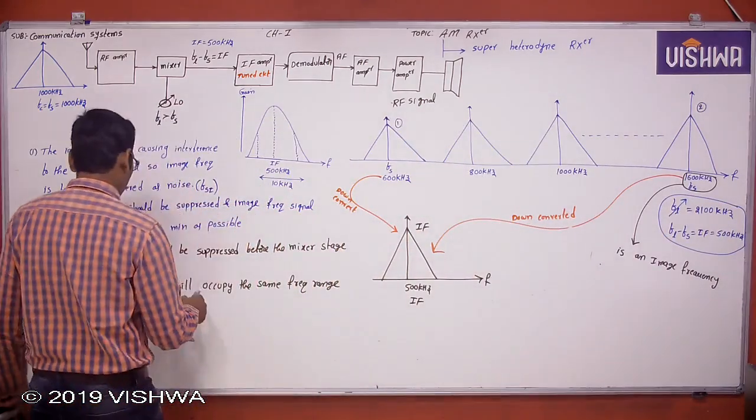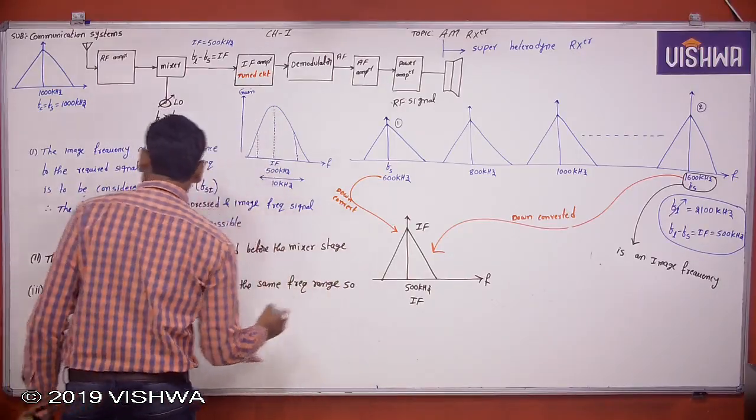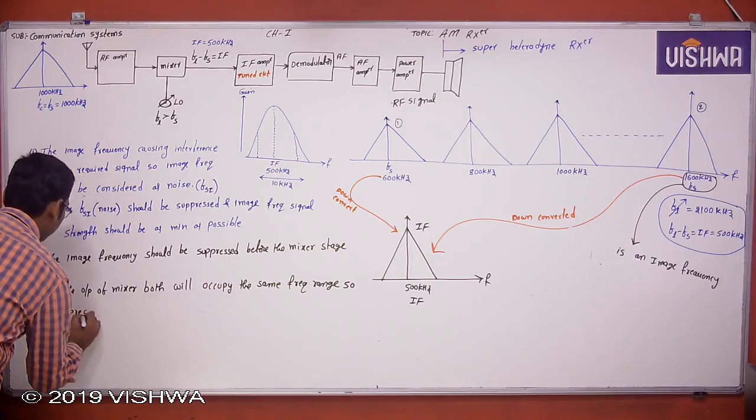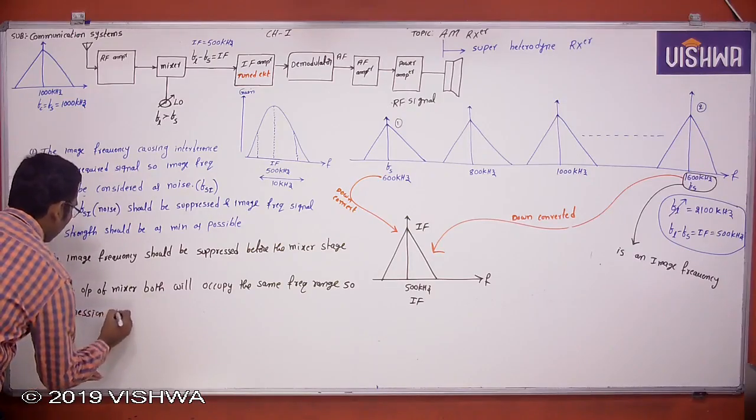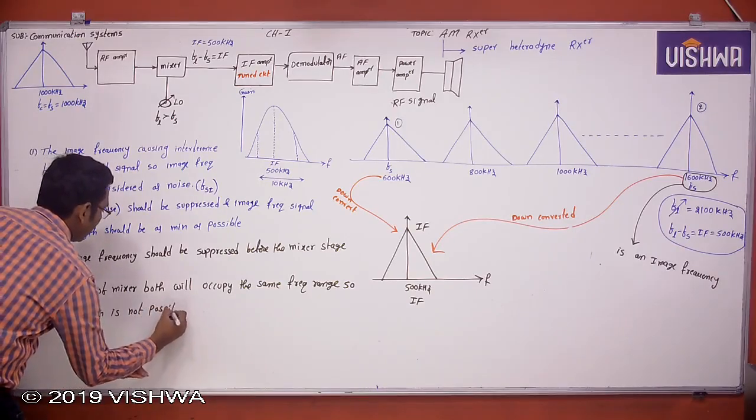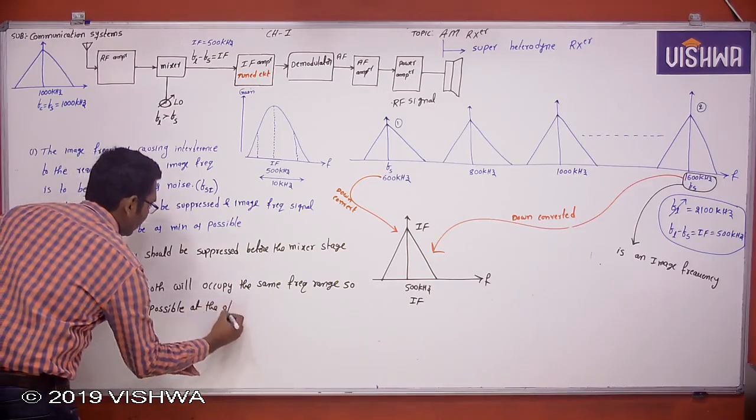At the output of the mixer, both will occupy the same frequency range. So suppression is not possible at the output of the mixer.